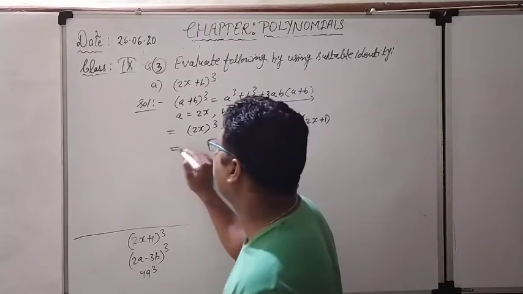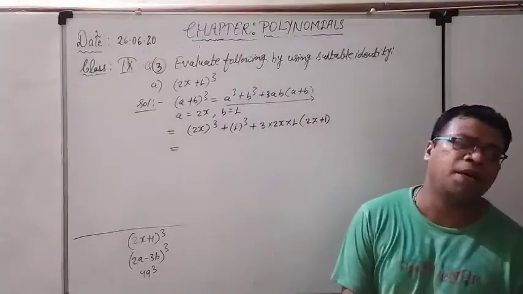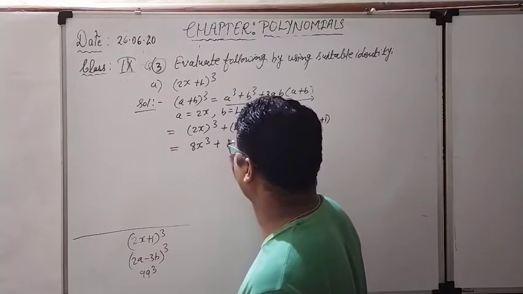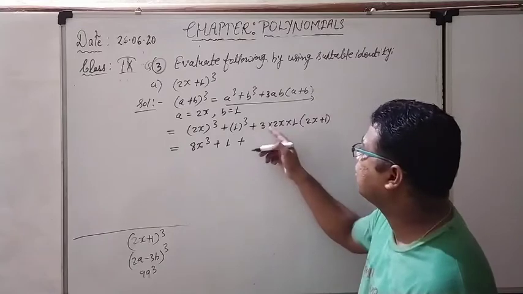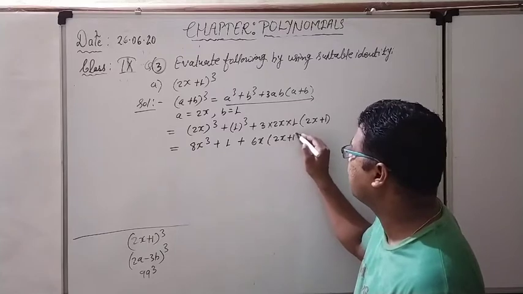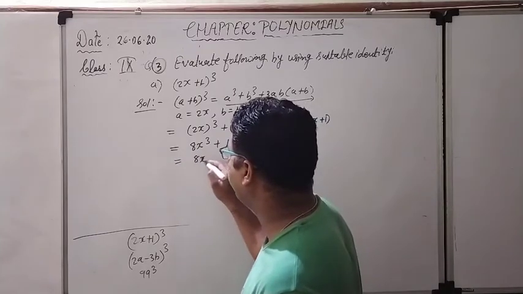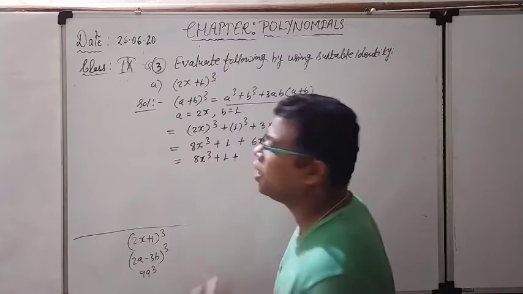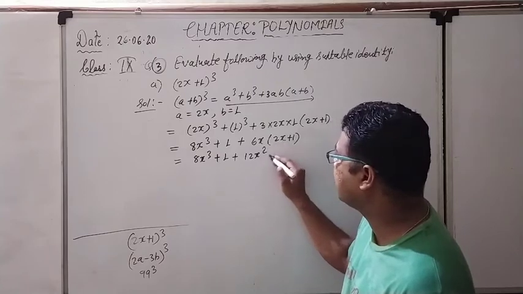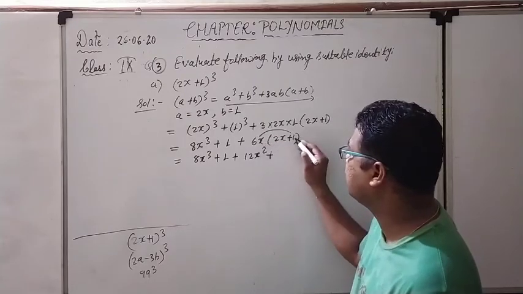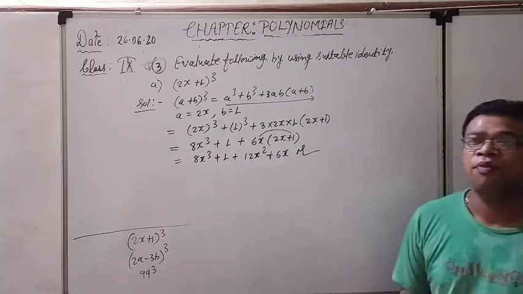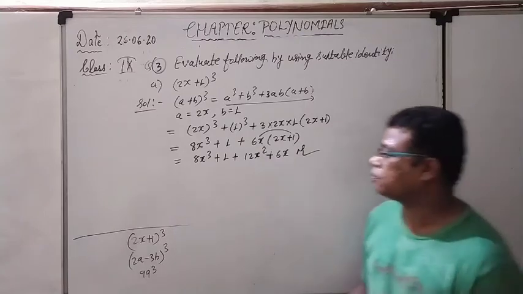After that, go for the solution. 2x whole cube. What is the meaning by this? Means 2 cube. 2 into 2 into 2 means 8x cube plus b cube means 1, directly you can write down. After that, this particular multiplication, 3 2 is 6x inside the bracket 2x plus 1, same thing you have to write down. Right now go for the last calculation, 8x cube plus 1 plus, this is the multiplication of both the terms that we know how to solve. 6 2 is 12x square because x and x, plus again the 6x multiplication with 1, it will give you plus 6x only. So this is going to be your answer. Very easy, very easy. Right now see the next question.